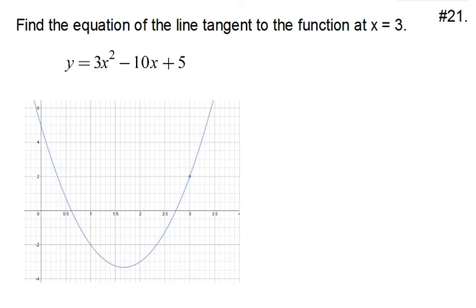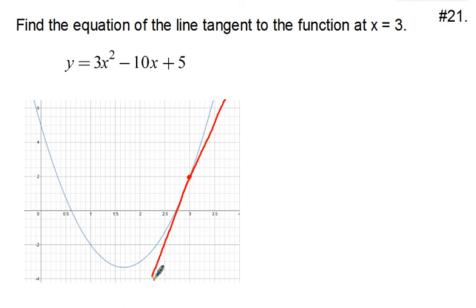Okay, now I went ahead and graphed this in Desmos so that we have a more accurate picture with which to visualize our solution. And so what we're asked to do is to find the equation of the line that is tangent to that graph at x equals 3.